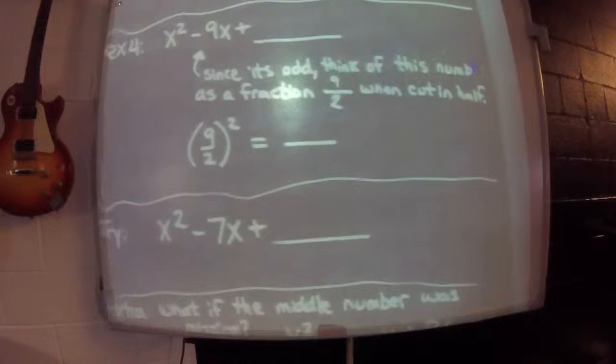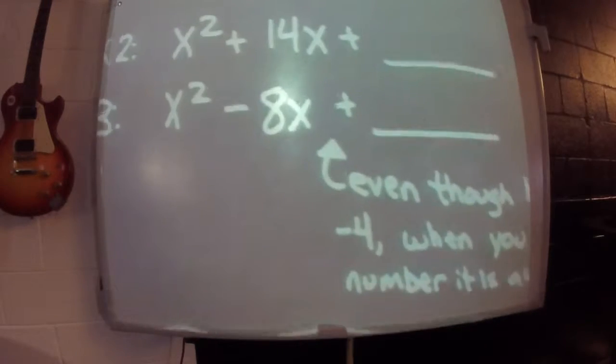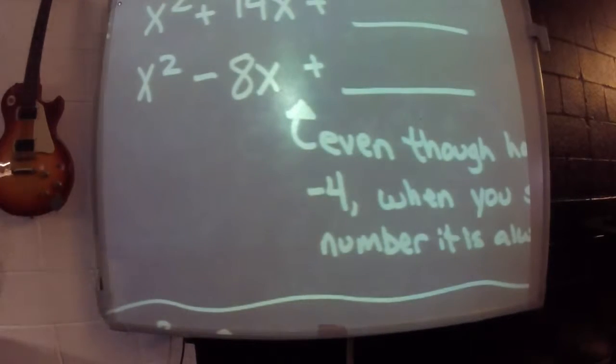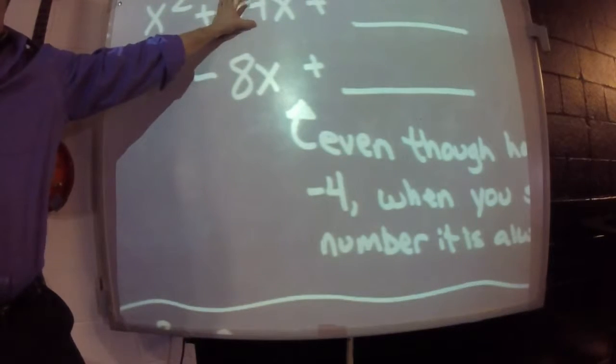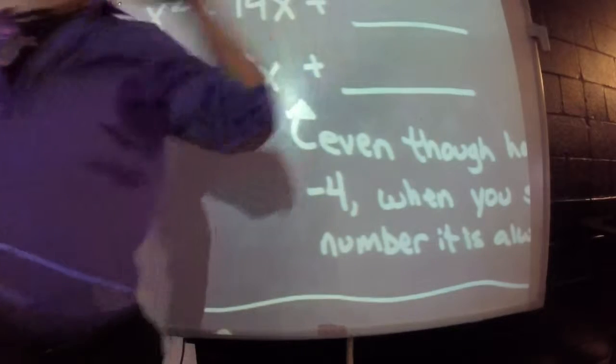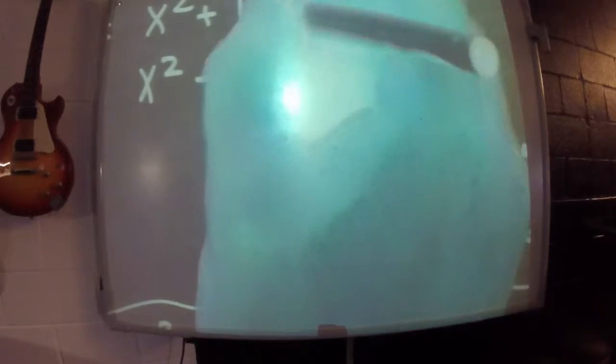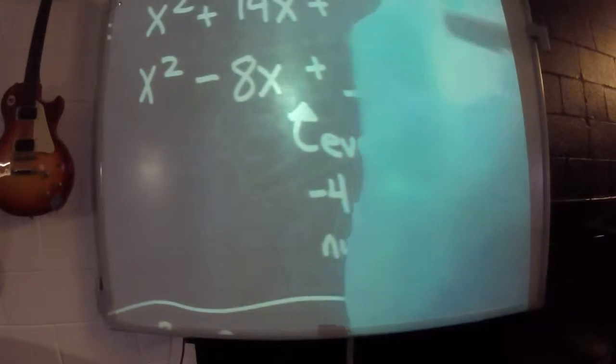So on the back side, I got example 2. I got x squared plus 14x plus. All right, the number that goes here. Take this 14. Half it. What do you get? 7. So what goes here? 49. So 7 leads you to 49.